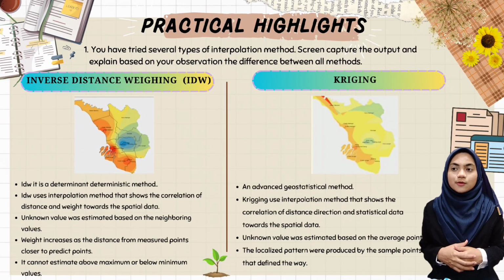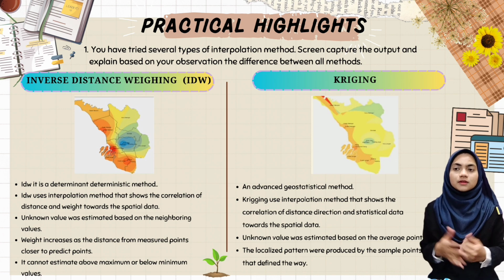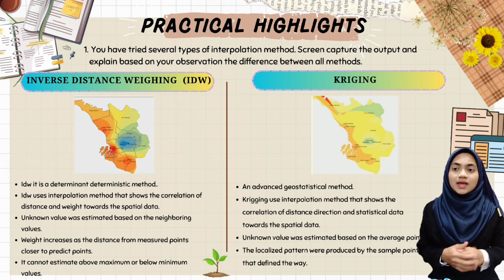And now let's go for the practical highlight for this module. The first question is, you have tried several types of interpolation methods, screen capture the output and explain based on your observation the difference between all methods. So, the two methods are IDW and Kriging. IDW is inverse distance weighting.